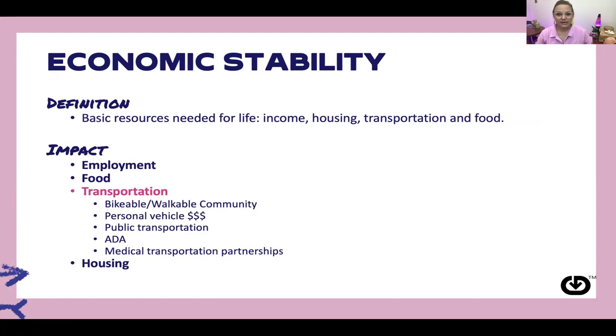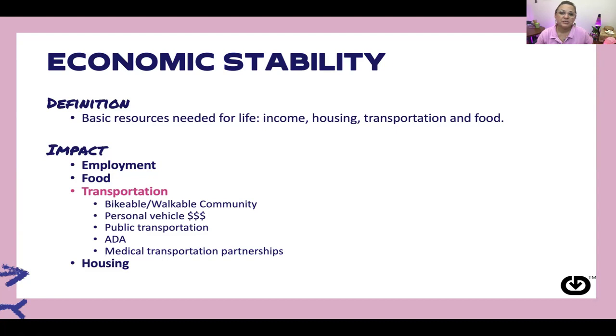Transportation is another sign of economic stability. Looking at communities to see whether they're bikeable and walkable and that people can get around easily. Looking at personal vehicles. Do people own their own cars? Personal vehicle ownership is extremely expensive. It's actually the second most costly household expense, second to housing. What's the public transportation system like? There are some areas where public transportation is pretty easy. They have light rail and buses, but then there's other areas where it's really hard to get around if you don't have your own car.